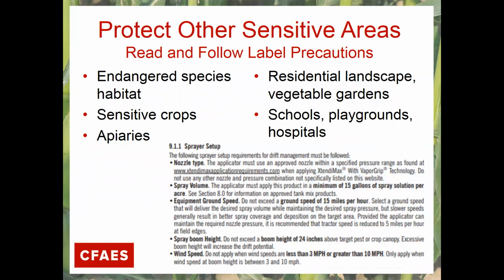So how do we protect other sensitive areas? And what is a sensitive area? Sensitive areas can be almost anything that is potentially harmed by off-target application, including these sites. And included in these sites are water resources discussed in previous slides. Remember, the way you protect the environment is to closely read and follow the pesticide label precautions and make sure you are using it on a registered site. The pesticide you're using may have restrictions with respect to an endangered species habitat. It is the applicator's responsibility to know if endangered species habitats are in the vicinity.